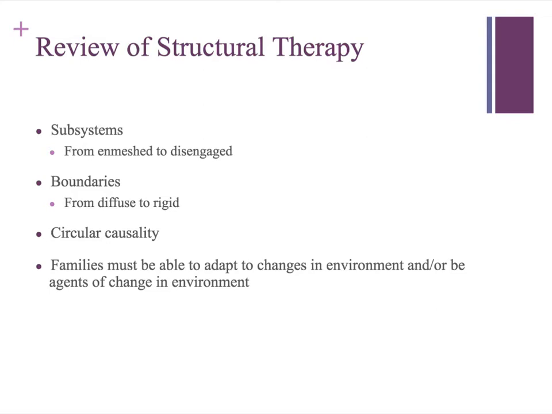The definition of a healthy family is one that can adapt to changes in its environment or be agents of change in its environment. As mentioned in the discussion of boundaries and subsystems, this requires a healthy boundary that permits exchange of information with the environment, but does not allow the family to bleed into the environment. So regulating the information flow in a healthy way.